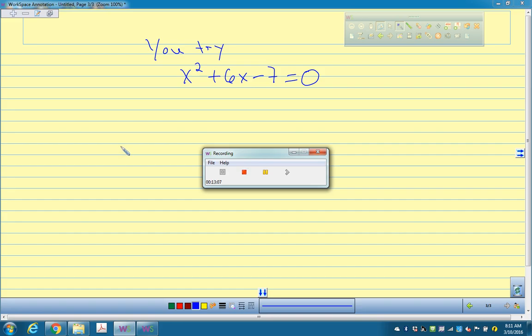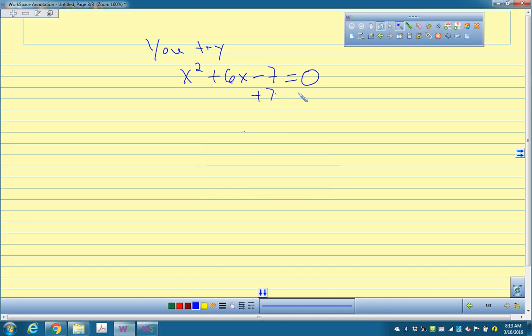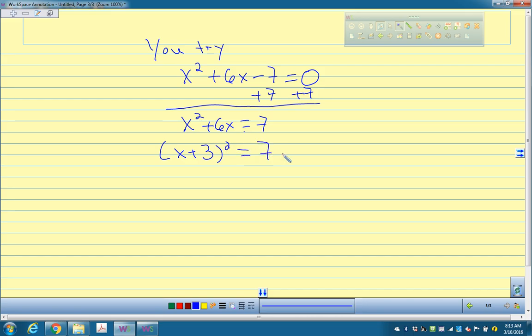What do I do? What's my first step? Add 7 to both sides, right? So what you do is you add 7, most of you got that. So you get x squared plus 6x equals 7. I saw you took half of this, x plus 3 squared. You added that 3 squared to both sides, you got 9. You had x plus 3 squared equals 16.